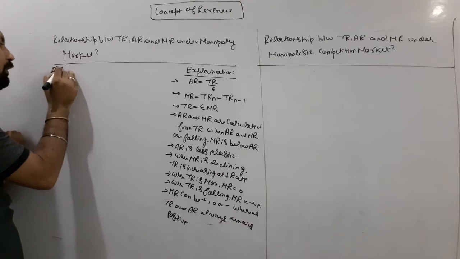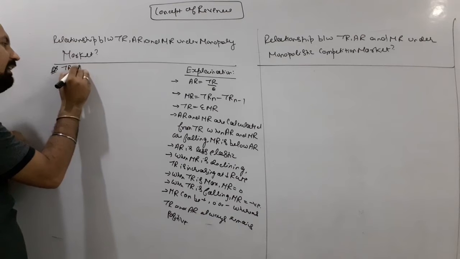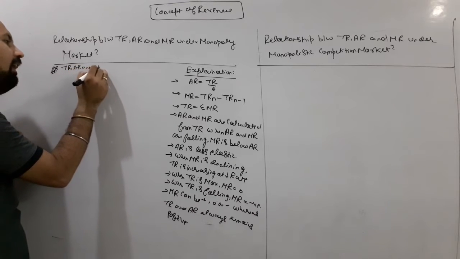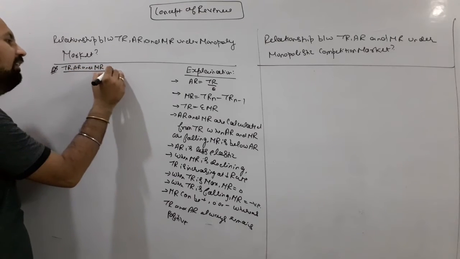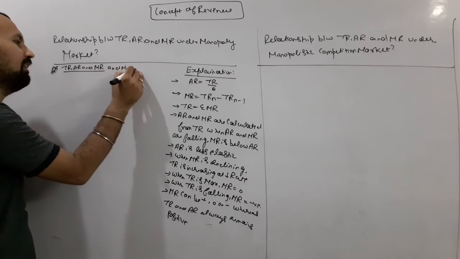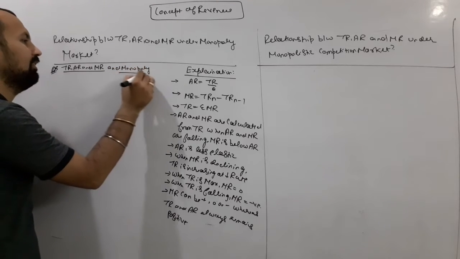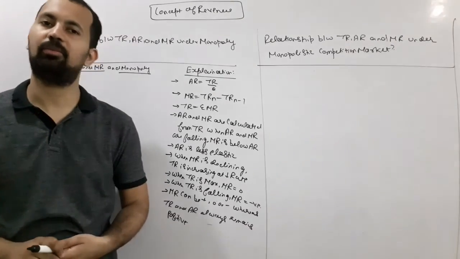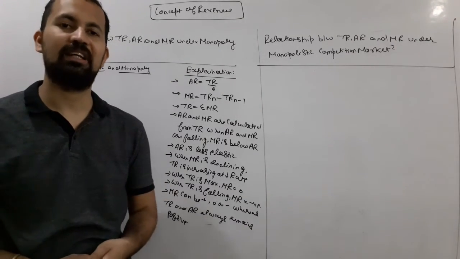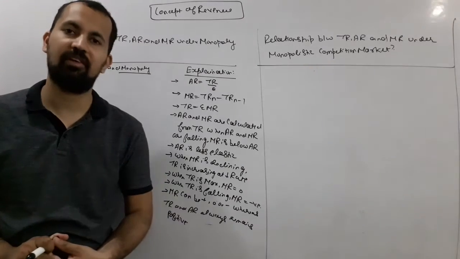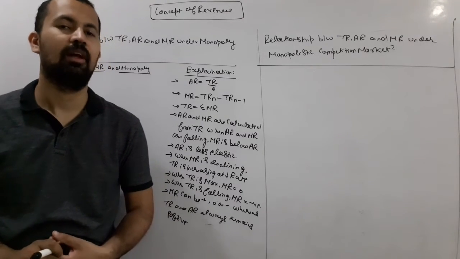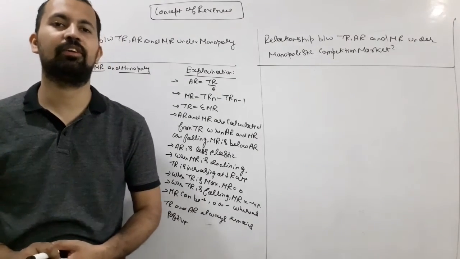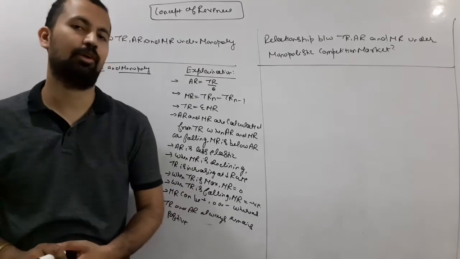As we have done in the last video, what we need to do is explain TR, AR and MR with formulas and the monopoly and its features. First of all, what does TR mean? TR means total revenue generated from the sale of its output. AR means per unit revenue generated from the sale of its output. MR means the additional revenue generated from the sale of an additional unit of output.